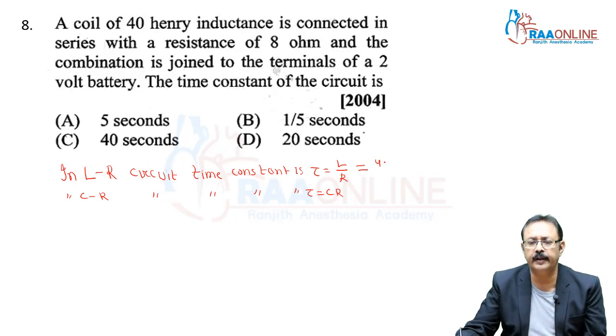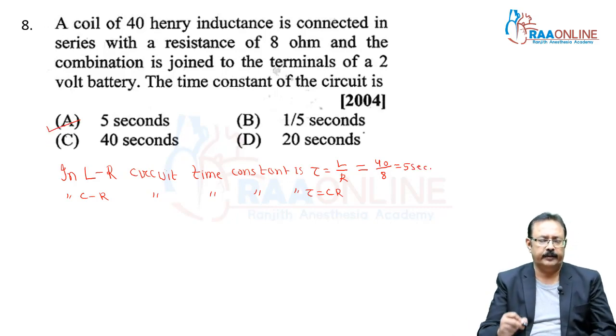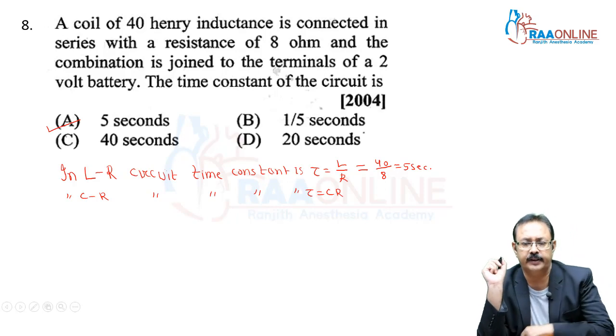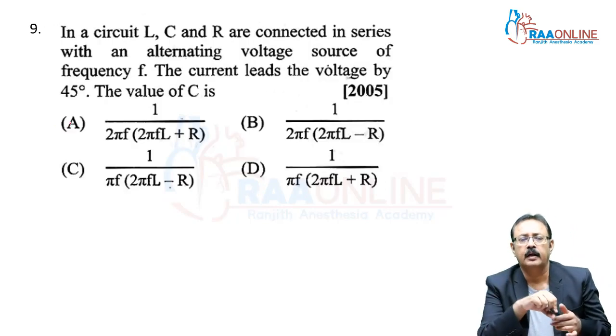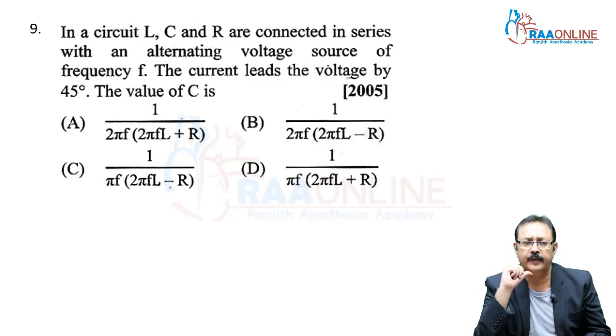So L is given, R is given. L is 40, R is 8. So we are getting 5 seconds. So we will go with option A. Eighth, A option was there. Ninth, it is from 2005.